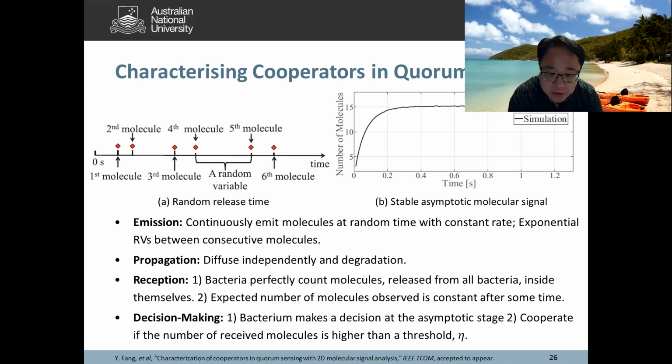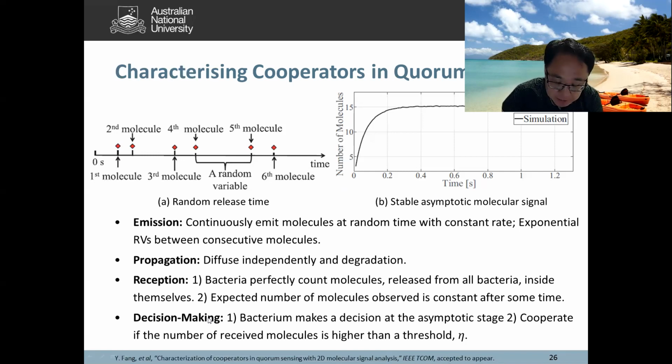And for the reception, we assume that the bacteria perfectly count the molecules released from all bacteria, and then they count the molecules inside themselves. And we know that the expected number of molecules observed by each bacterium is constant after some time. So here we plot the number of received molecules as time goes by.